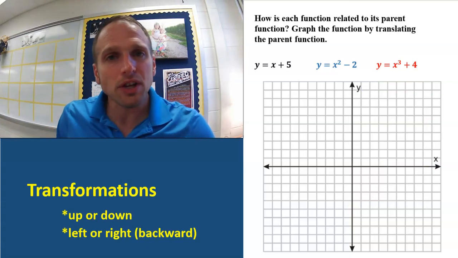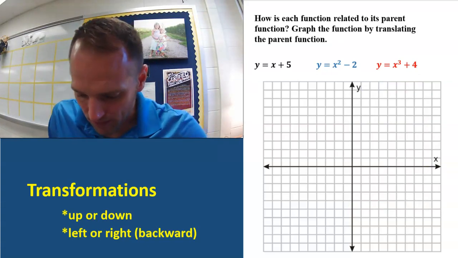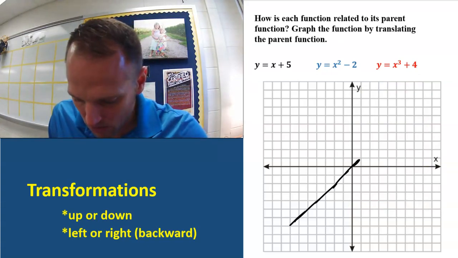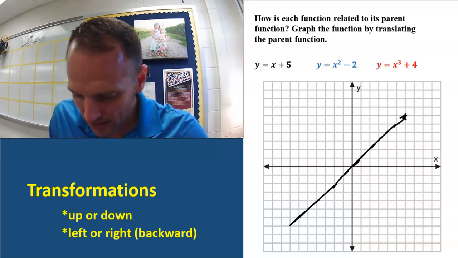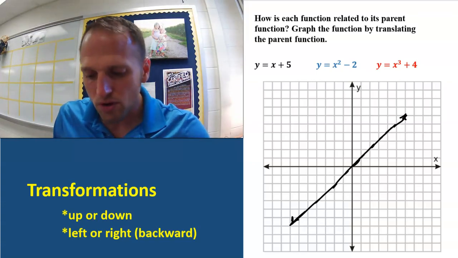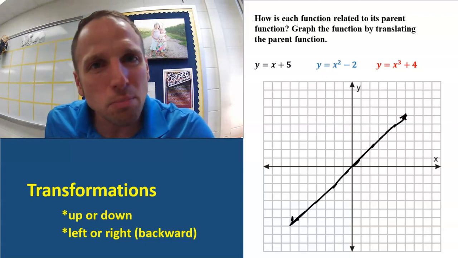So y equals x plus 5. I see the parent graph in there. The parent graph, I know, is y equals x, just that straight line going through there like that. But what about the plus 5?